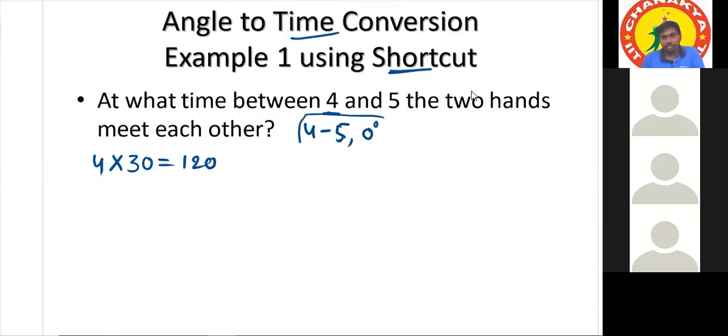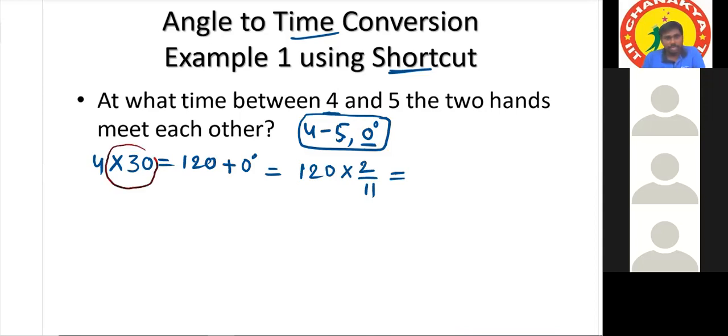0 degrees. This is the question. So here 4 into 30 is 120, and he is asking to add 0 degrees. If you add 0, it will be 120. For the remaining number, always we have to do into 2 by 11 simply. This is the shortcut method. This is fixed here and this is also fixed here. If we can remember these two, then this will be the shortcut.